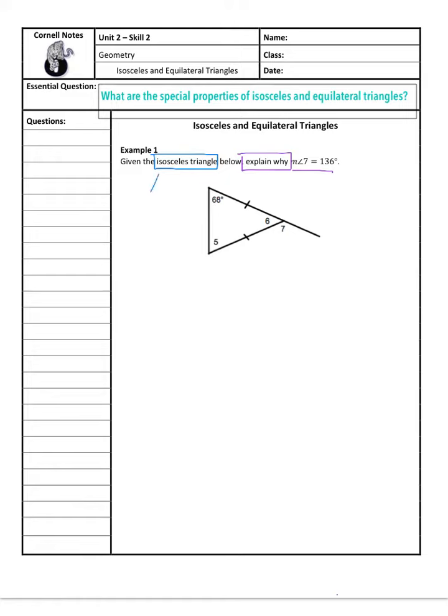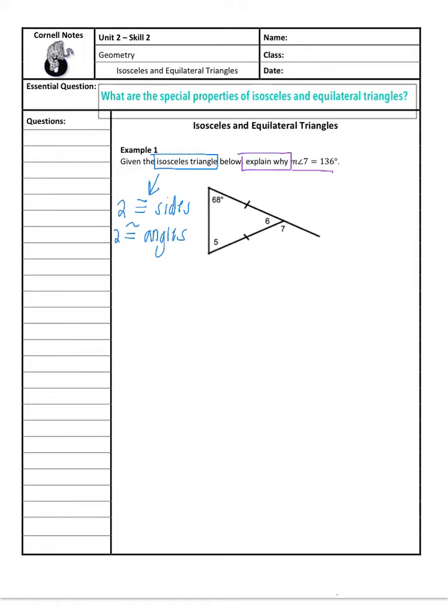And the special properties that it has is that it has two congruent sides. And because it has two congruent sides, it also has two congruent angles. All right? So those are your two special properties about an isosceles triangle. It has two congruent sides, which makes it so that it also has two congruent angles.